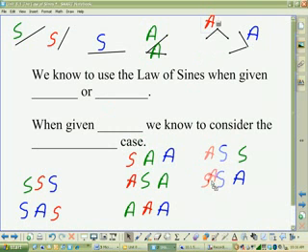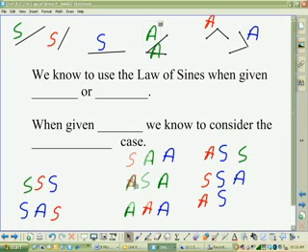Red angle. What color? Blue side. Green angle.